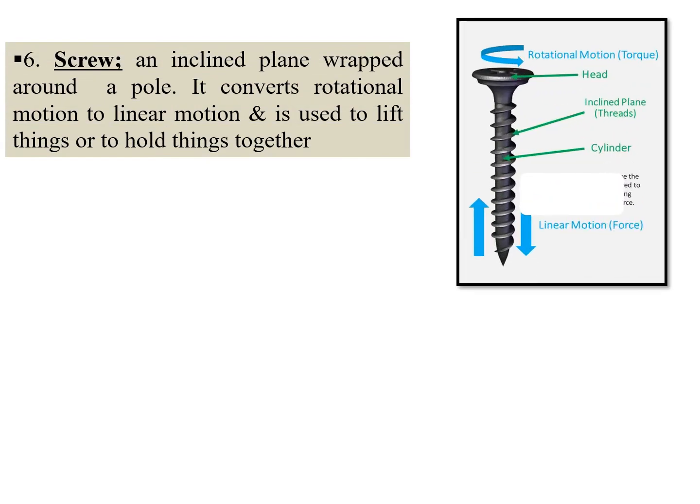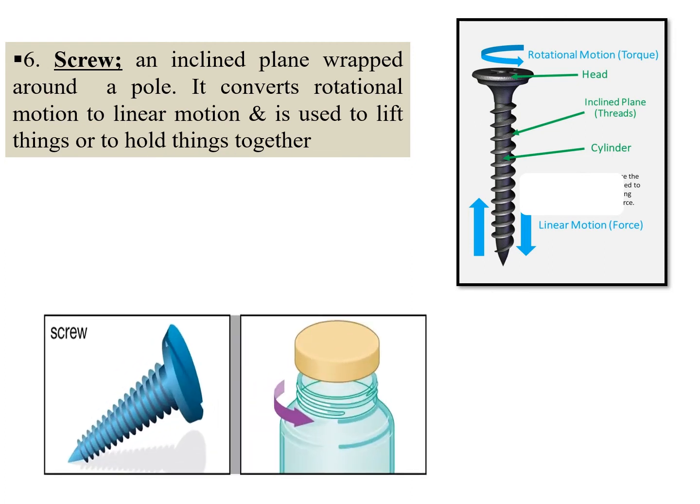And sixth, the last simple machine is a screw. What is a screw? It is an inclined plane wrapped around a pole. So it is an inclined plane which is wrapped around a pole. It converts rotational motion to a linear motion. So as you rotate this, the screw will either move up or down, and it is used to lift things or to hold things together.